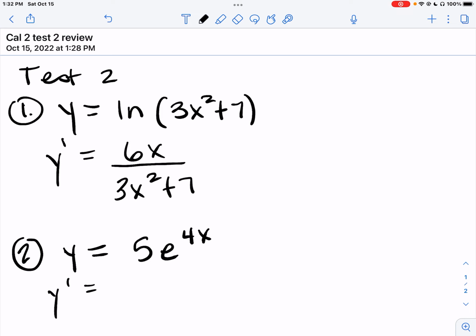of e, you rewrite the problem. You take the derivative of the exponent, 4 times 5.